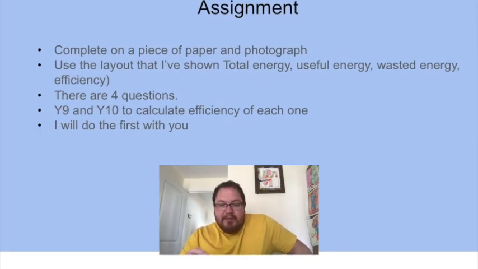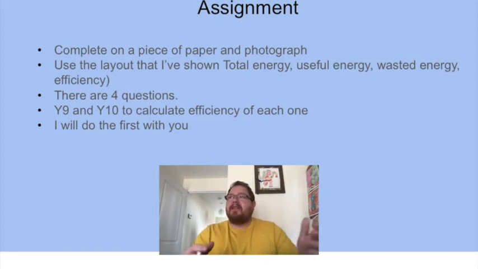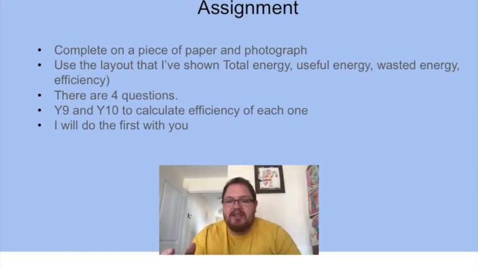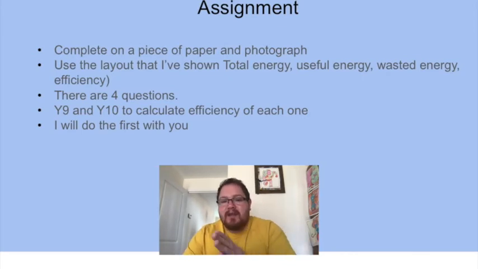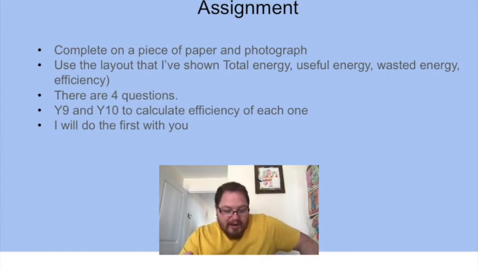So you're going to complete it on a piece of paper, a photograph, use the layout that I've shown you. I wanted to be very clear on the total energies and the wasted energies and the useful energies and what each energy's value is, and especially when it comes to efficiency, instead of just giving me a number like 99% efficient, try and give me the whole equation. There's going to be 4 questions. Year 9 and 10, I want you to calculate the efficiency. Year 7s and 8s, you can have a go if you want as well, it's not going to harm.